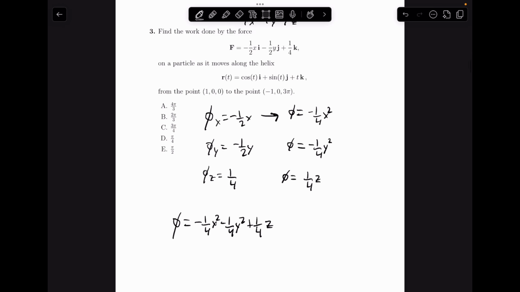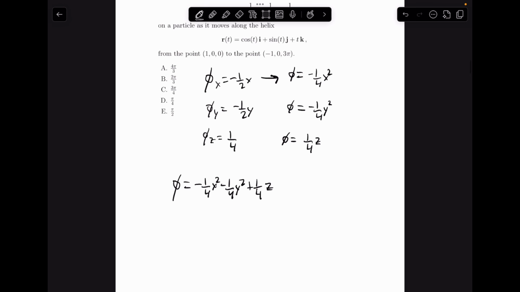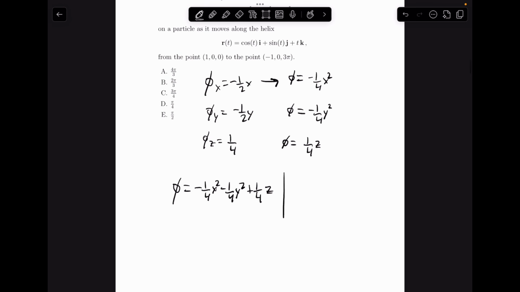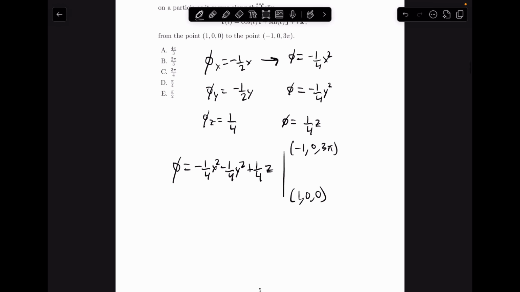Okay, that's nice. And then we have to evaluate that from our top point or our 2 point, which is negative 1, 0, 3 pi. And we have 1, 0, 0. All good here. Okay, so our y is 0 for both of them, so we can really just cross that out. Doesn't really matter. Doesn't contribute to anything.